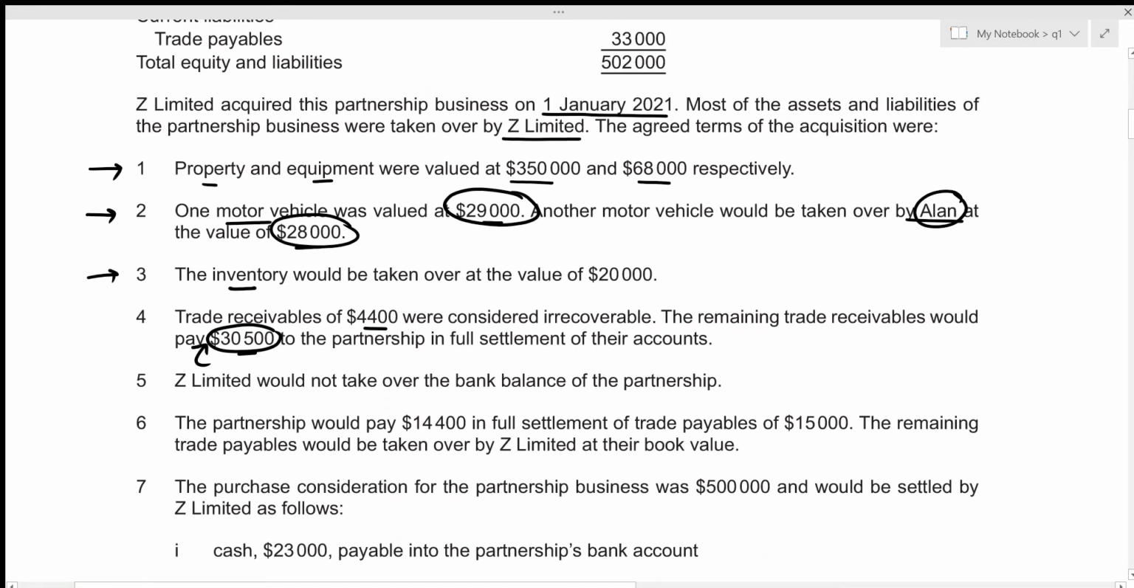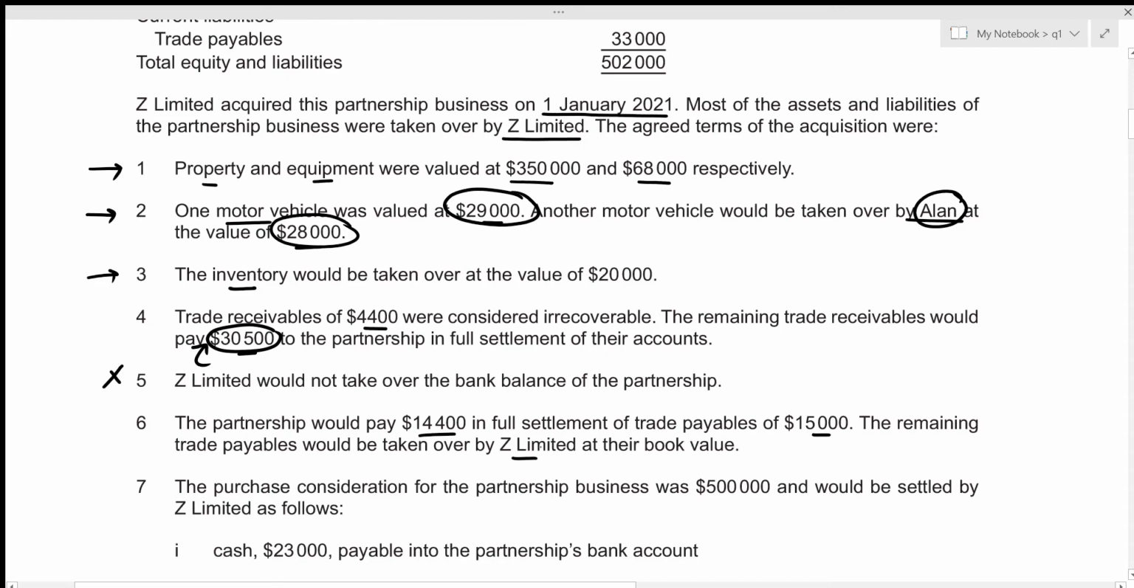Then Z Limited would not take over the bank balance of the partnership. So since they are not taking it over, we do not have to record its original value and the settlement value, right? So we can completely ignore the fifth point. Then the partnership would pay 14,400 in full settlement of the trade payables of 15,000, and the remaining trade payables would be taken over by Z Limited at their book value.